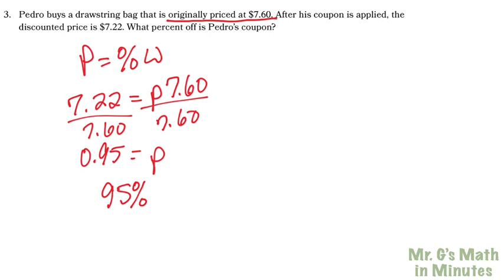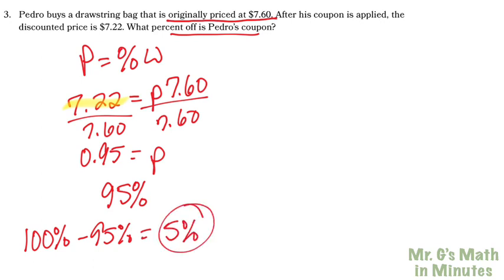95%. Now, he didn't take 95% off, because if it went from $7.60 and you took 95% off, it would be way cheaper than $7.22. So in this case, because we kept this number at $7.22, we have to be able to understand that to find how much they took off, or the coupon they took off, we need to do 100% minus 95%, which means that he had a 5% off coupon.